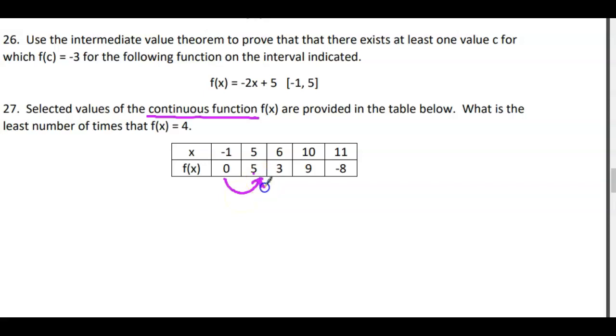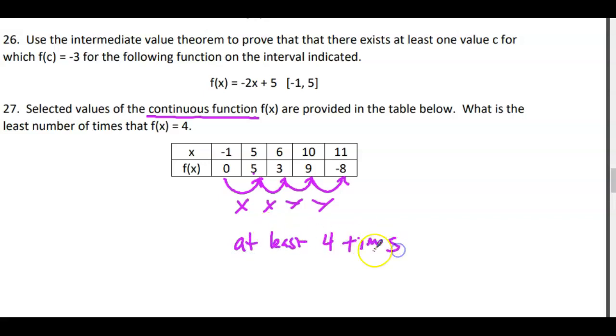Same thing here. If you're going from 5 to 3, and it's a continuous line, at some place it must have crossed 4. And same thing here. If you're going from 3 to 9, at some place it must have crossed 4, and also again here. So it looks like there are 4 places where it had to equal 4. So the answer is there is at least 4 times that this function equaled 4 along the way.